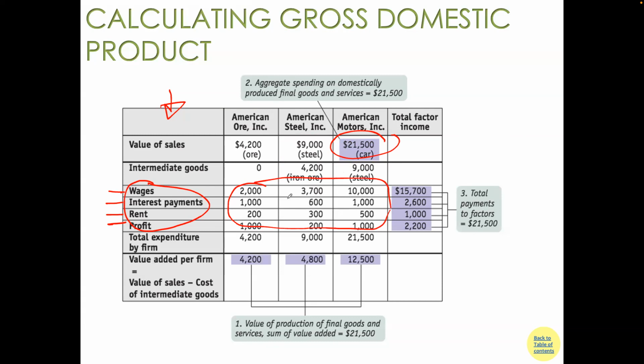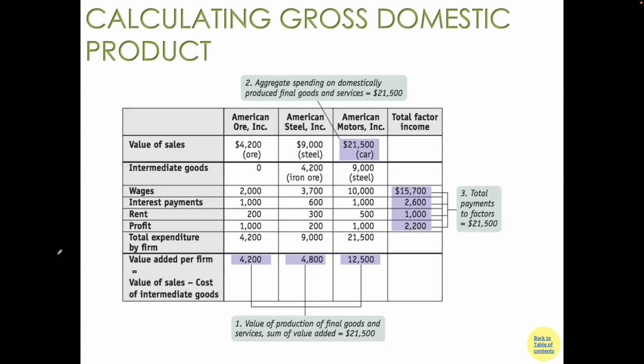Let's pick a random row to make sure this is the right way. If you look at interest, 1,000 plus 600 plus 1,000 gives you 2,600. And then the next step, you just add those numbers together, because each of these numbers is a summation of the particular row. You're going to get the same number, 21,500. Are we good? Okay, so let me erase this and go to the last one.